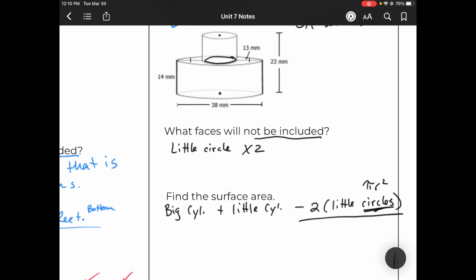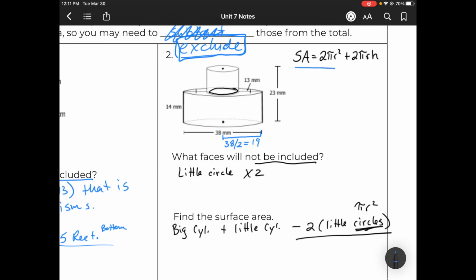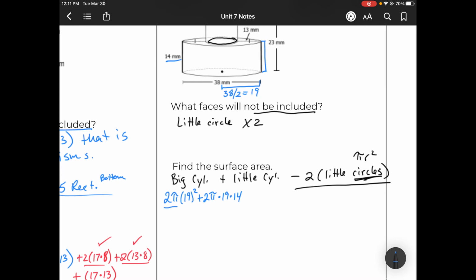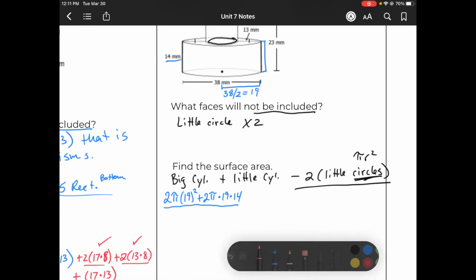So here's what we're going to do. The big cylinder, we're going to use the radius of the big cylinder, which is half of this 38. Okay, 38 divided by 2 equals 19. So when I use my formula here for my big cylinder, I'm going to do 2 pi times the radius 19 squared plus 2 pi times the radius 19 times the height, the distance between them, is 14. Okay, that's all going to give me my big cylinder.